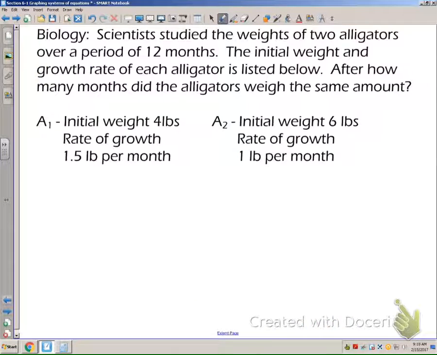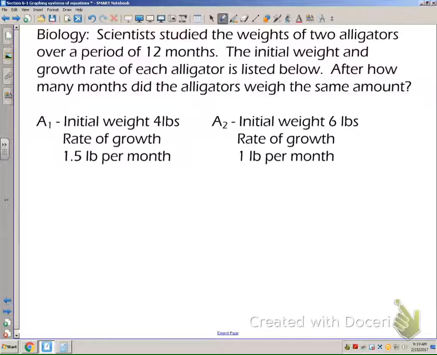Okay, so let's look at some more examples. In 8th grade math, you probably learned how to graph equations. Actually, I know you did. So we're going to take it a step further, and you not only have to write the equation, you have to graph, and then you have to find the point of intersection. So let's look at this problem. It says, scientists studied the weight of 2 alligators over a period of 12 months. The initial weight and growth rate of each alligator is listed below.